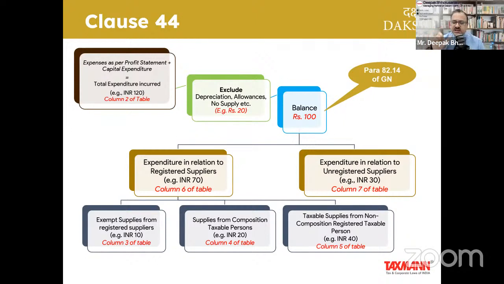Anyway, so depreciation allowances which are excluded. Let's say you start with 120, then you exclude these depreciation allowances and so on. Let's say the amount is 20, so the balance is 100 rupees. So that 100 again needs to be segregated, which I have already explained in the very beginning using the example of 500. Using 500, I explained 200, 100, 100, and 100. Similarly, 100 can be resegregated into 70, 30, and 70 can be further segregated into 10, 20, and 40.